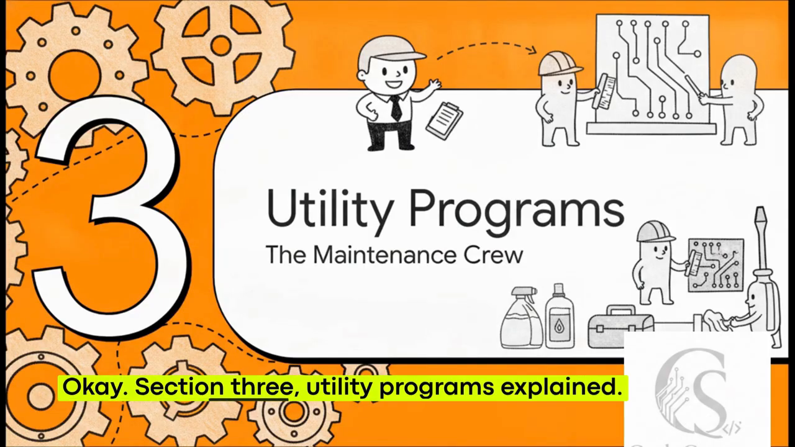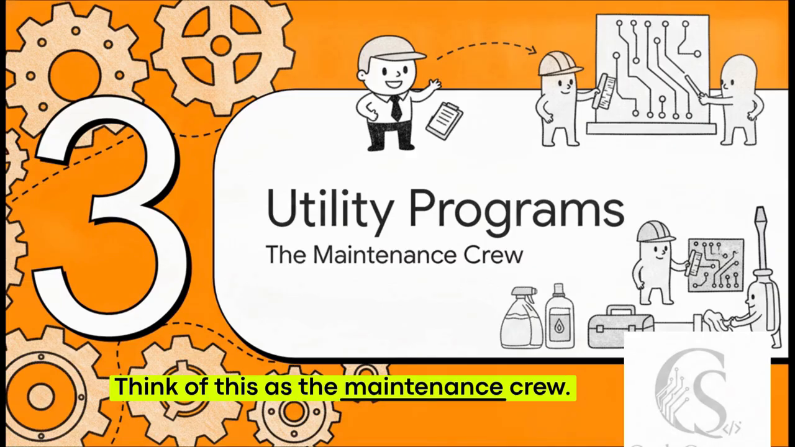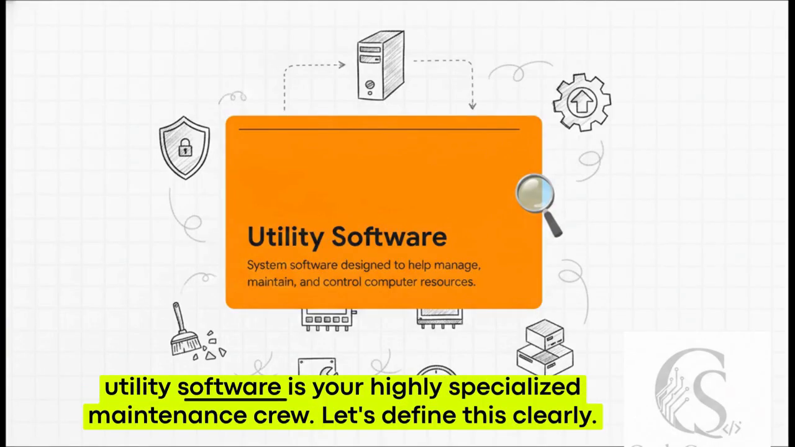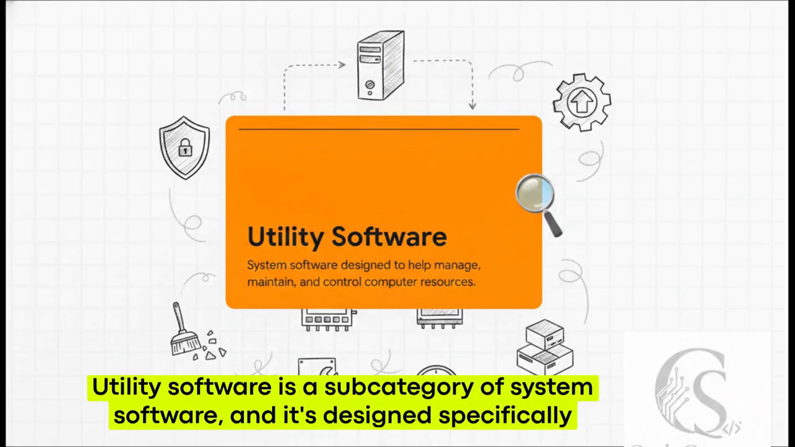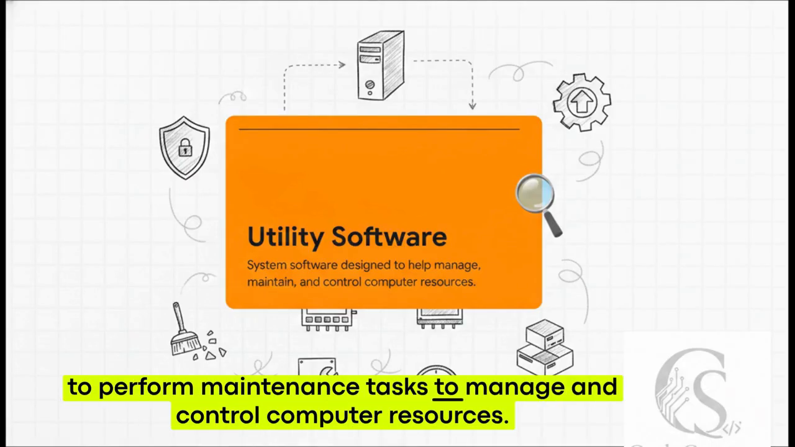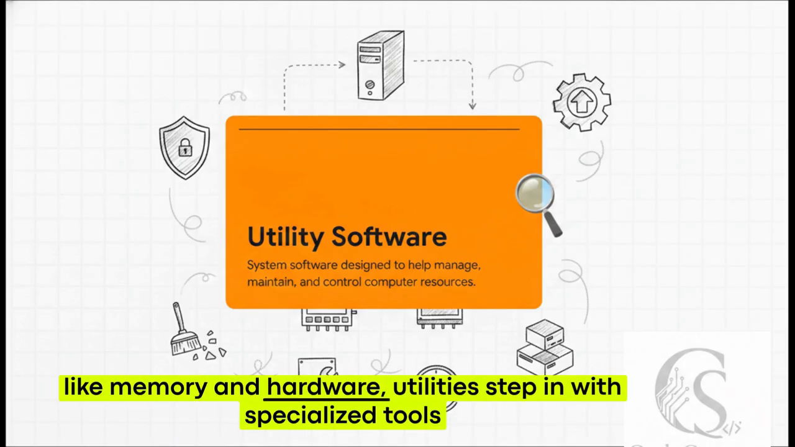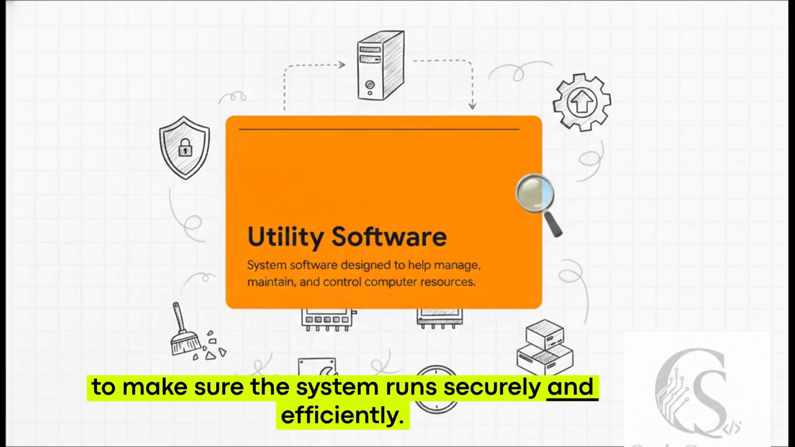Okay, Section 3, Utility Programs Explained. Think of this as the maintenance crew. If the operating system is the building manager, utility software is your highly specialized maintenance crew. Let's define this clearly. Utility software is a subcategory of system software, and it's designed specifically to perform maintenance tasks to manage and control computer resources. So, while the OS handles the big foundational stuff like memory and hardware, utilities step in with specialized tools to make sure the system runs securely and efficiently.